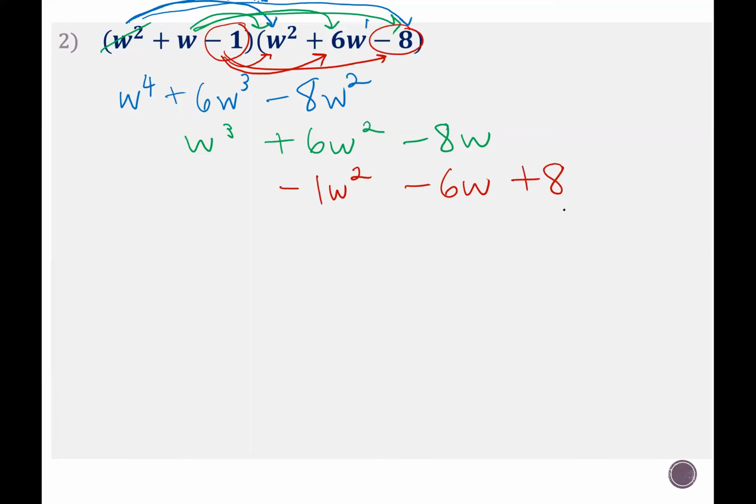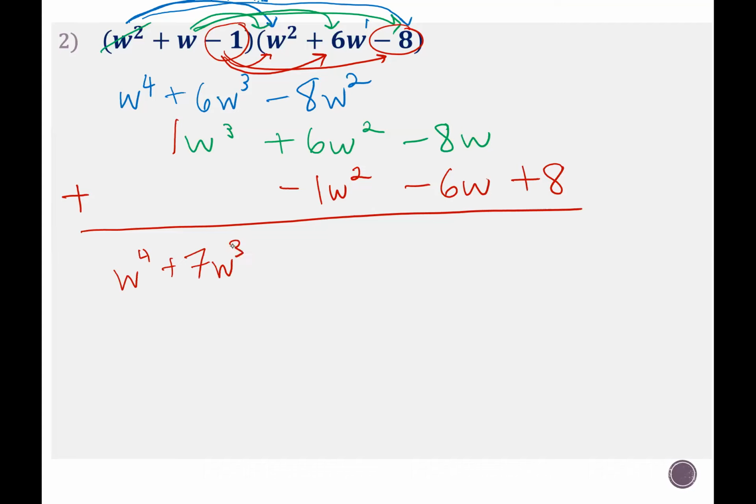All right, and now we very carefully add or combine or collect all these like terms. But they're all organized. They're all lined up and ready to go. W to the 4th is just w to the 4th. 6w to the 3rd plus 1w to the 3rd is 7w to the 3rd. So now in this step, I'm adding the coefficients. I am not adding exponents. So be careful, don't do 3 plus 3 is 6. The degree should be 4, okay? The highest exponent should be 4 here.